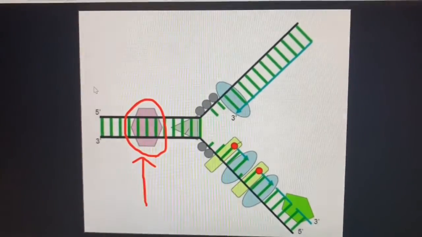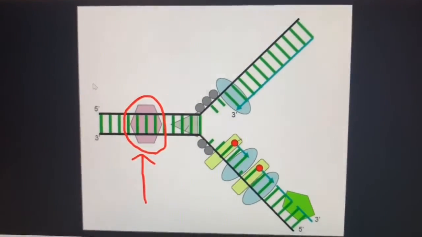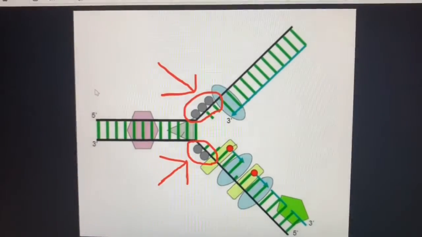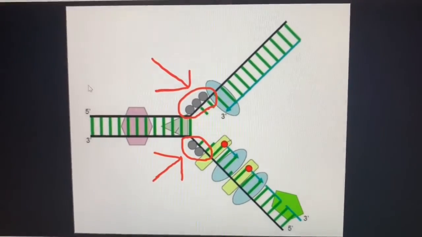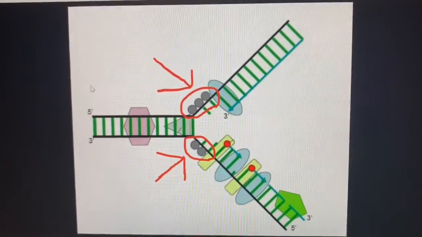Gyrase comes in and relieves the stress caused by supercoiling when the DNA is opened. SSBPs are also here. They're proteins that stabilize the single strand and prevent DNA from reverting back to double strands.